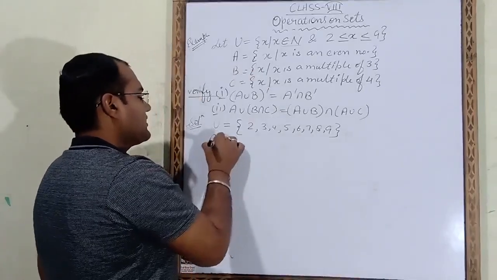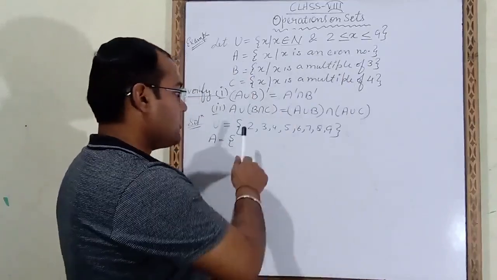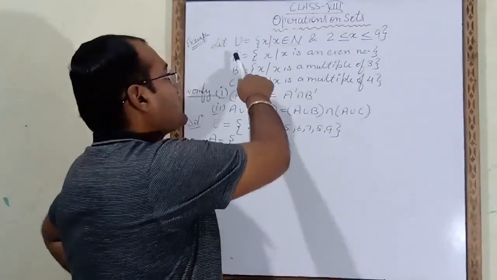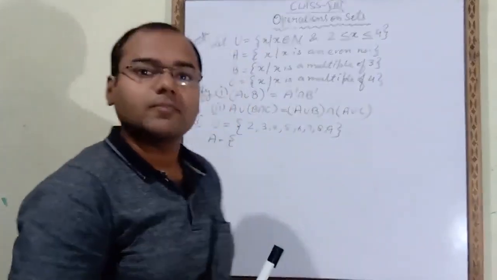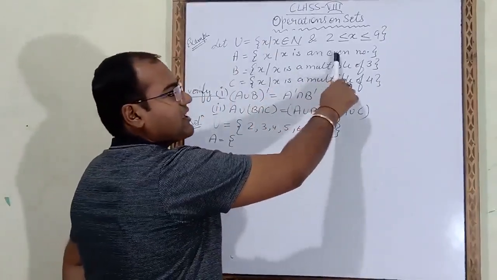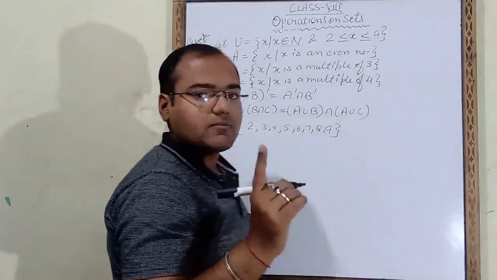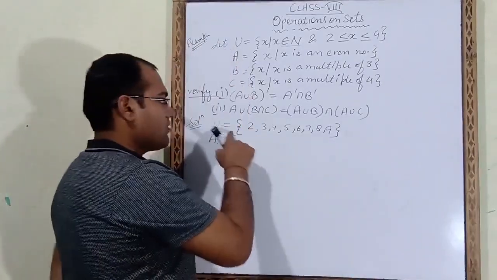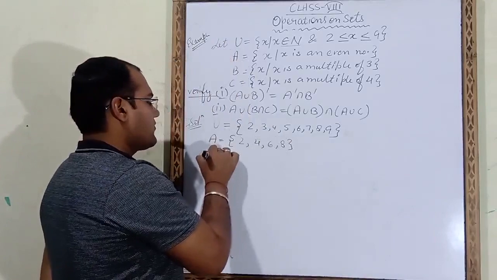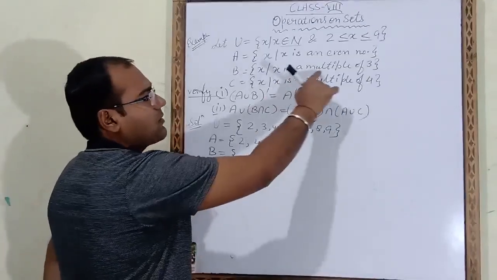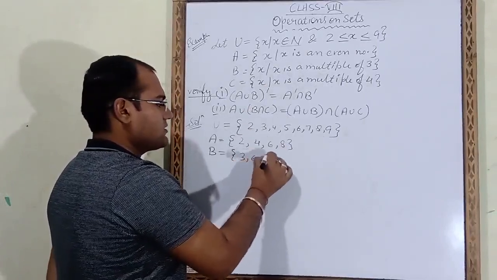Now after that, A set. In A set it is said that even numbers we have to write. You have to remember one thing: the universal set is given. So for all these 3 sets, A, B and C, the answer we have to select from universal only. So for A we have to write even numbers, and all the even numbers we have to choose from universal. Even numbers are those which come in the table of 2. So we will choose from universal 2, 4, 6, 8. After that B set. B set is multiples of 3. Which numbers are multiples of 3 here in the universal? 3, 6, 9.